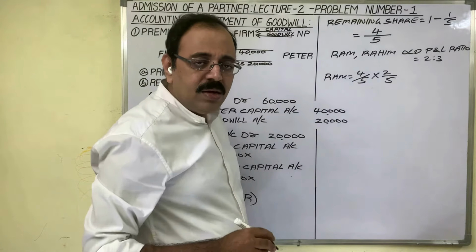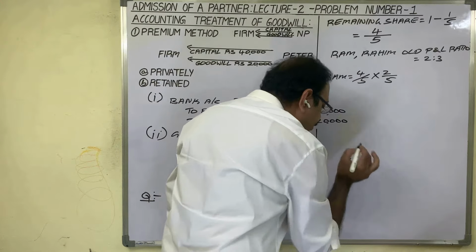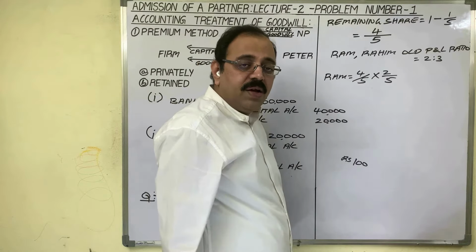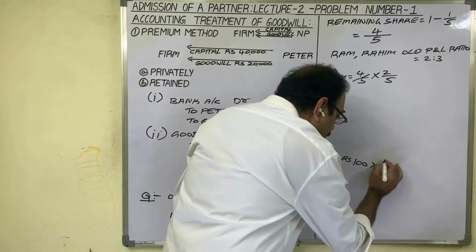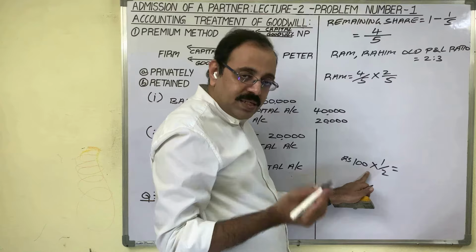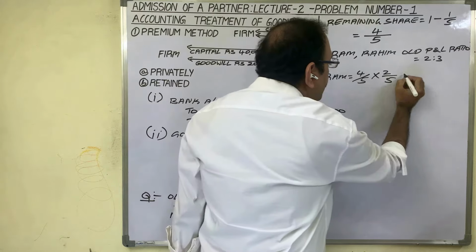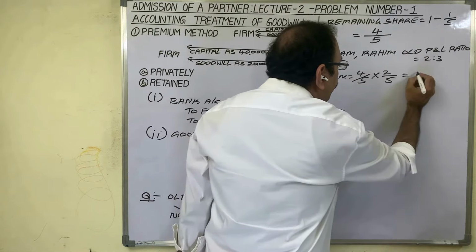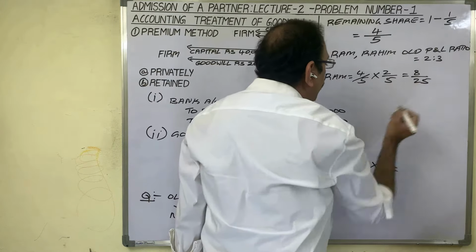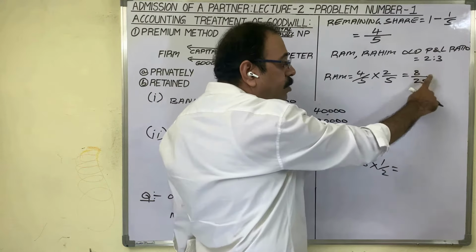Why do we have to multiply, sir? I will tell a simple example. Suppose you have 100 rupees with you. Half of 100 you have to give to your friend. Half of 100. How are you doing it here? 100 into 1/2. You are multiplying, no? In the same manner, 2/5 of 4/5 means you have to multiply. Multiplying the two numerators, 8, divided by the two denominators multiplied, 5 into 5, 25. So 2/5 of 4/5 is equal to 8/25.